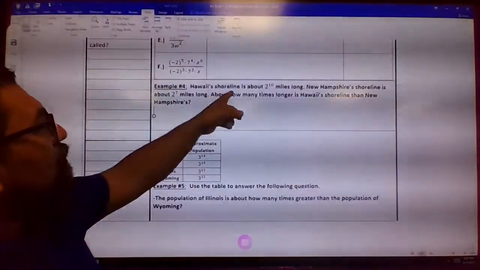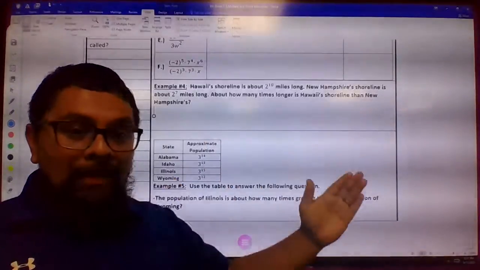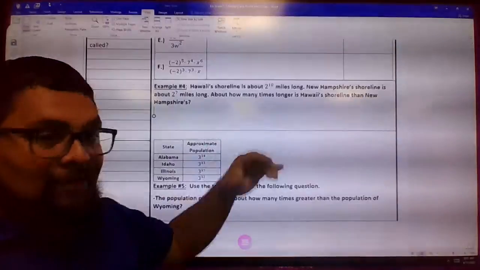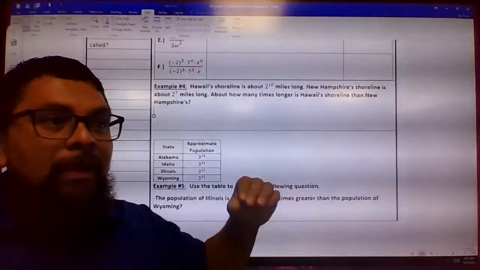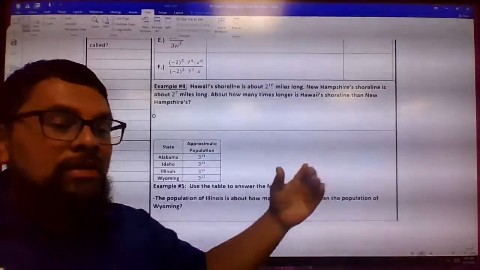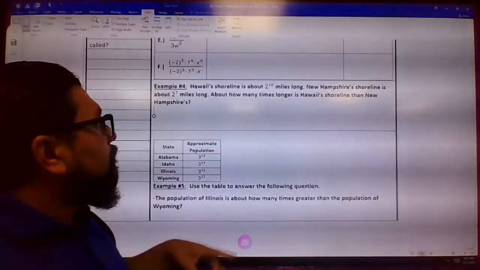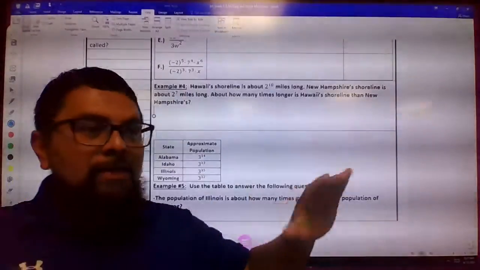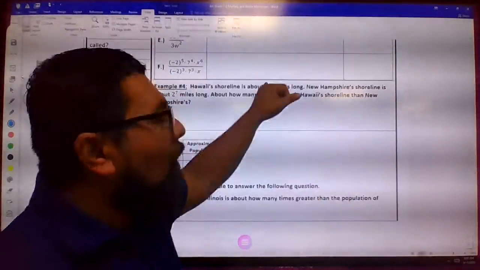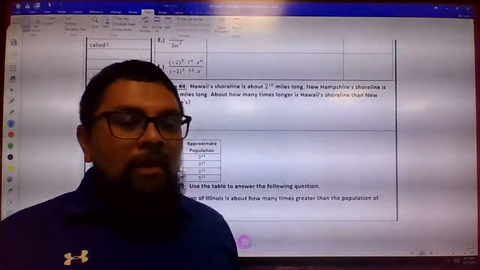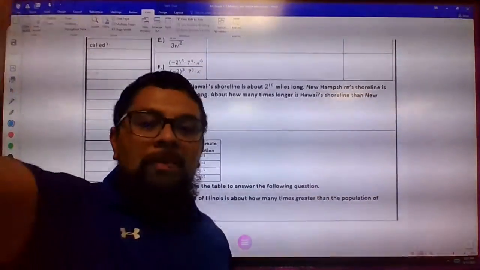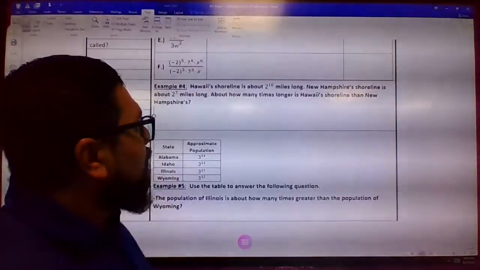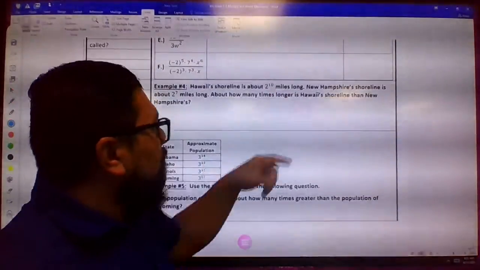So it looks like Hawaii has a bigger shoreline, right? A shoreline is the beach. So it looks like Hawaii has a bigger beach or a bigger area at the edge of the ocean than New Hampshire. New Hampshire is over there by Boston. If you picture it, it's over there by Boston. And then Hawaii, of course, is over here, going all the way across. You have to cross the whole ocean, yes? So it's 2 to the 10th miles long.